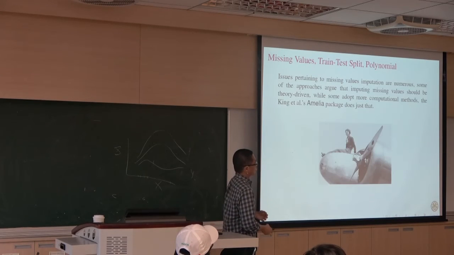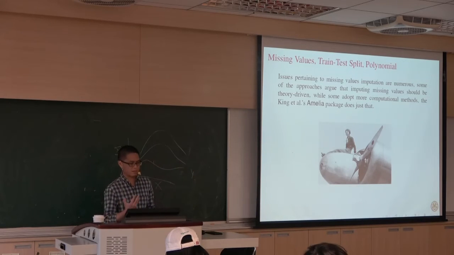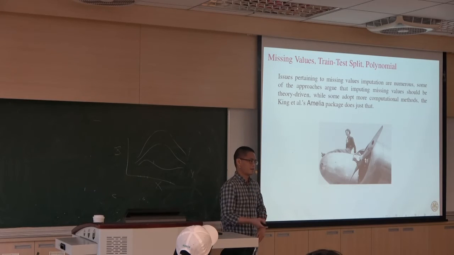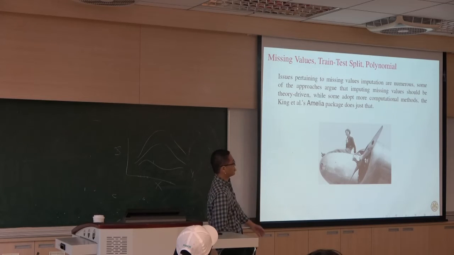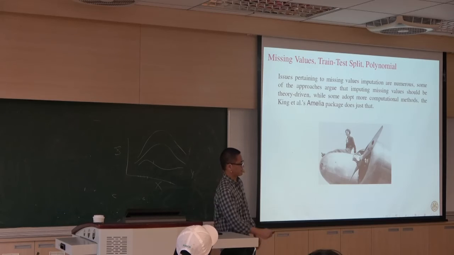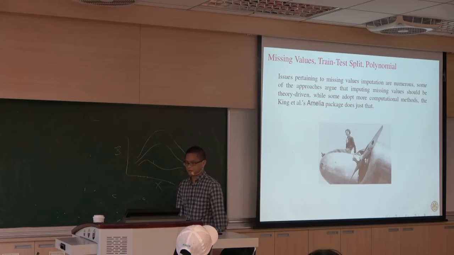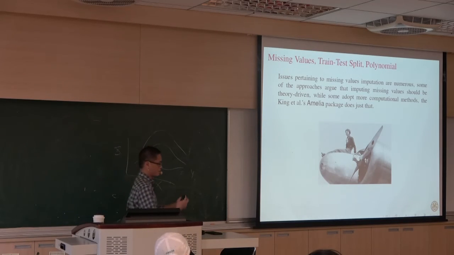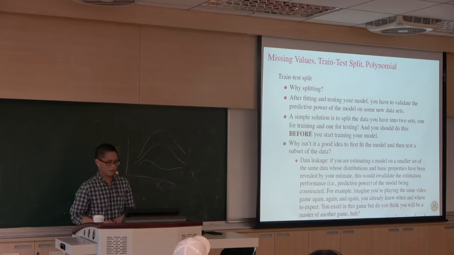Right? So of course, there are a bunch of algorithms saying that missing data imputation should be theory-driven, guided by theory, or it can be computed in more complicated ways. If you look at the package Amelia, it actually does just that. It is named after the female pilot Amelia Earhart, who actually went missing during a flight. All right, the last topic is about train test split.